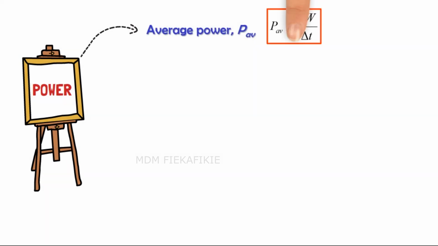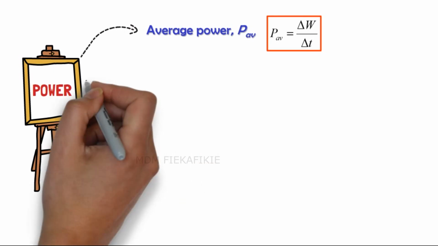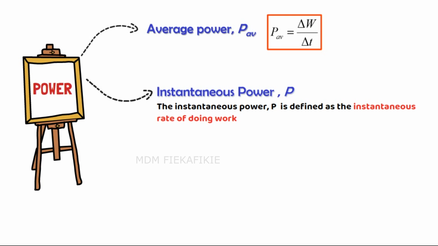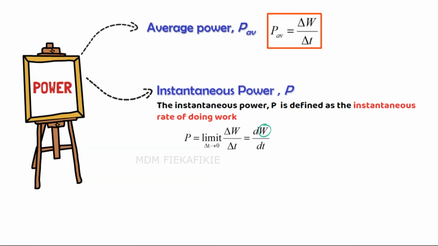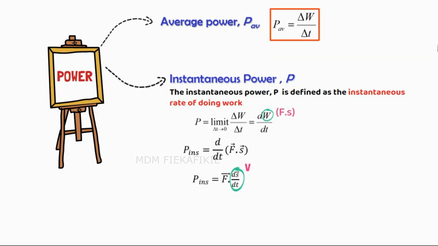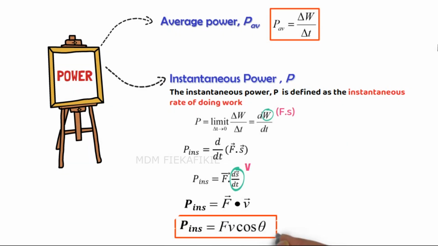Seterusnya kita tengok dua equation yang berkaitan dengan power dalam chapter ini, iaitu yang pertama adalah average power, where the equation of the average power is equal to delta W over delta T. Dan yang kedua adalah berkaitan dengan instantaneous power, where instantaneous power is defined as the instantaneous rate of doing work. Okay, so bila kita derive equation power is equal to dW over dt, we can try to substitute W equal to F dot S and we rearrange the equation. Jadi kita boleh tulis balik instantaneous power is equal to F dot ds over dt, di mana ds over dt is equal to velocity v. Dan akhir sekali, kita boleh tulis equation of instantaneous power is equal to Fv cos theta.